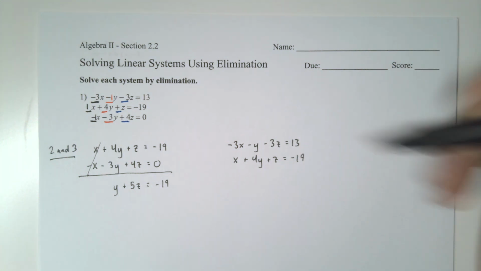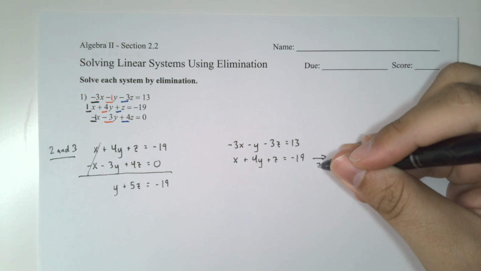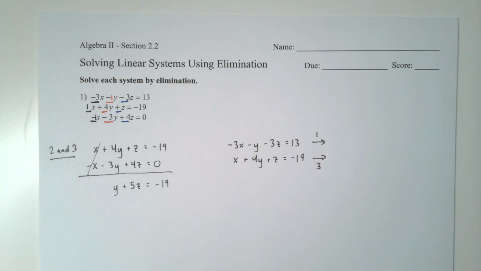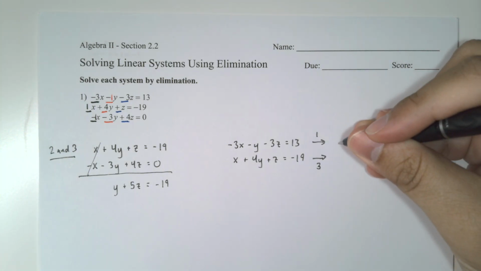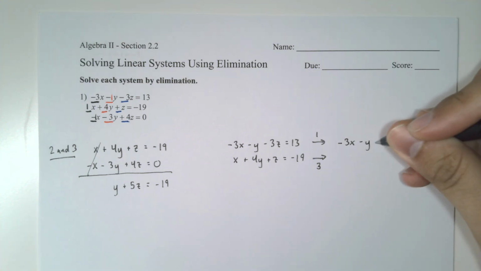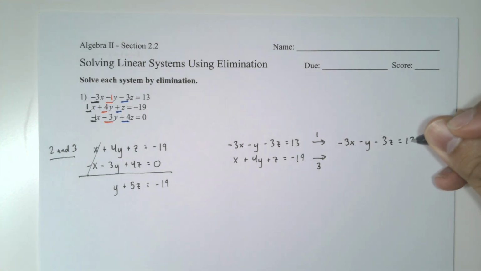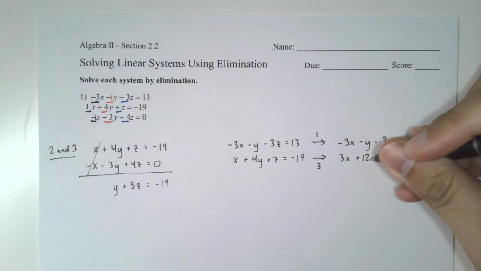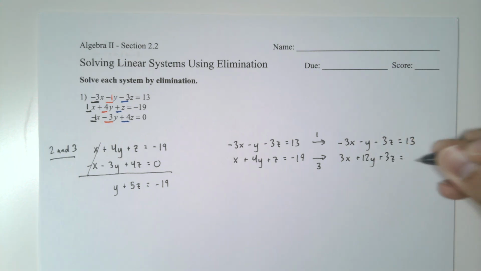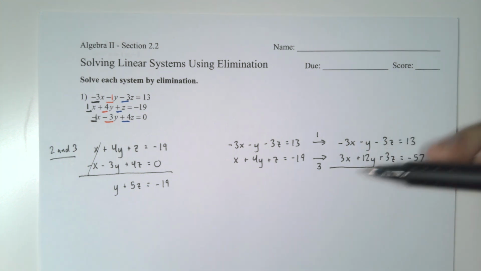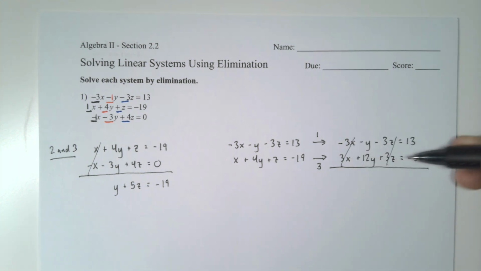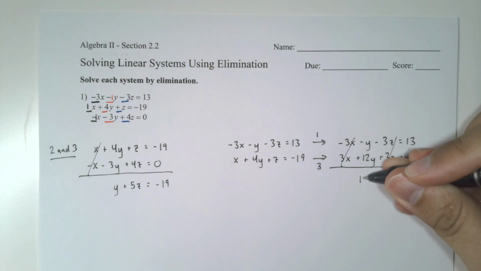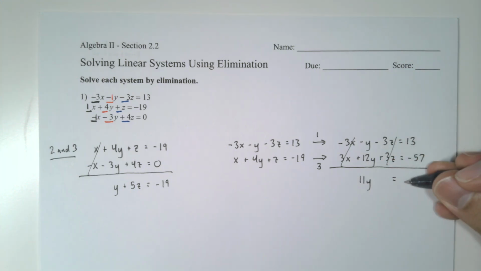What I'm going to want to do to eliminate x is multiply this bottom equation by 3, and I'll keep the top one the same by multiplying it by 1. That's going to give us negative 3x minus y minus 3z is equal to 13. And the bottom equation times 3 is going to be 3x plus 12y plus 3z is equal to negative 57. Now this is nice because not only is x going to eliminate, but so is z. And we're actually just going to be left with 11y is equal to negative 44.